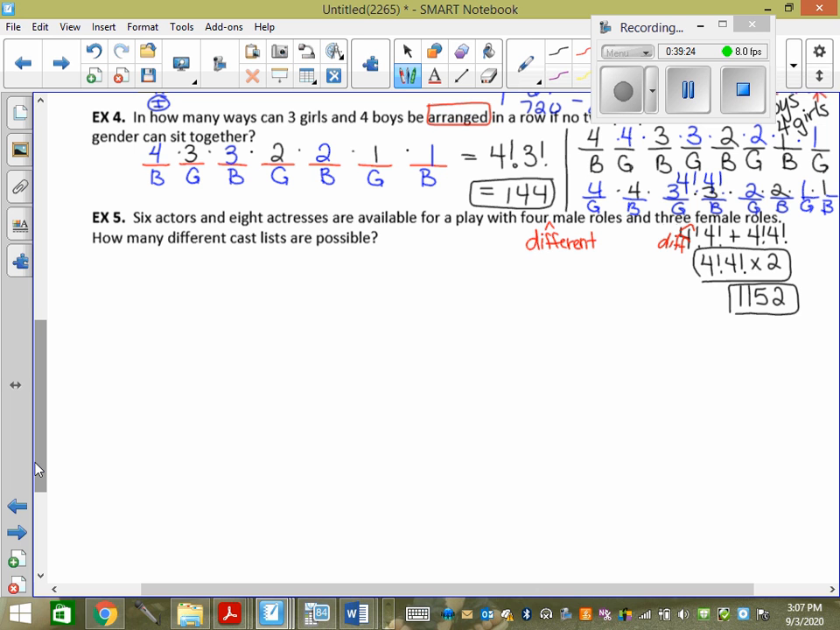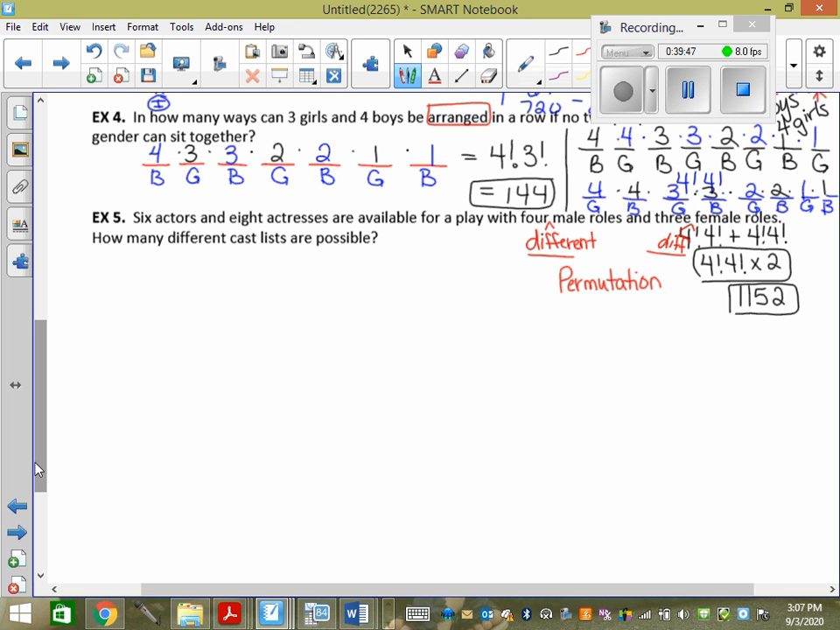Yep. Permutation. Order matters. If it was 4 of the same male role and I picked those 4 people, would it matter what order I picked them? No, they get the same role, wouldn't they? So the different part here is what makes it a permutation, because order matters in which you pick them.